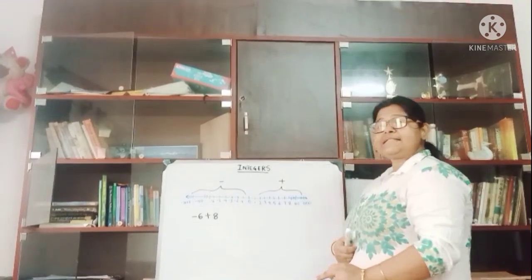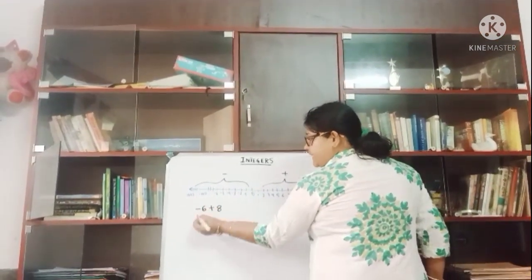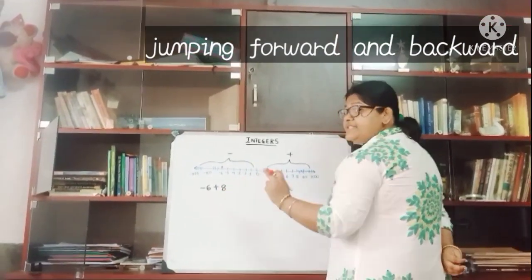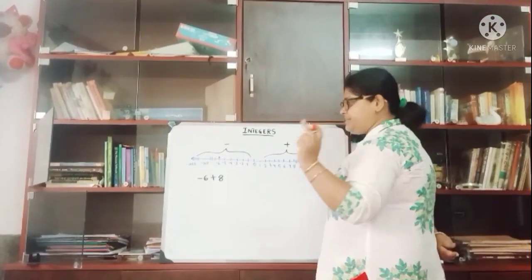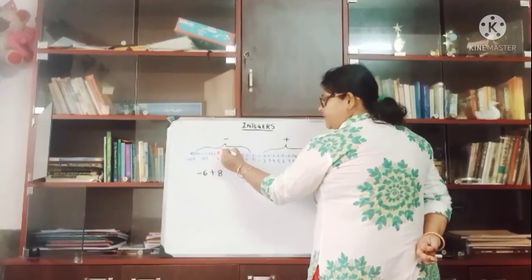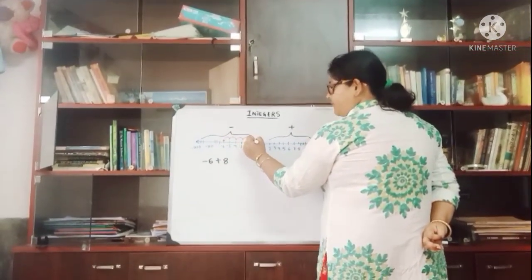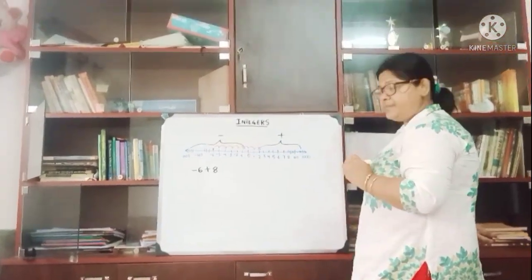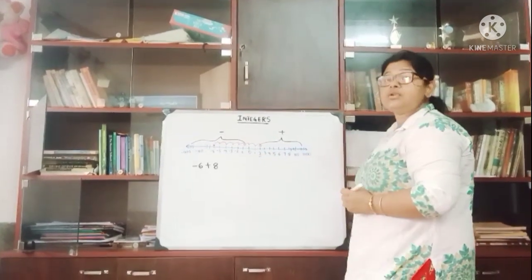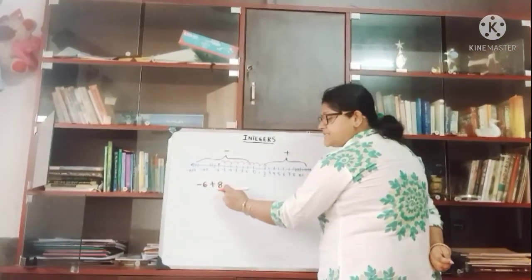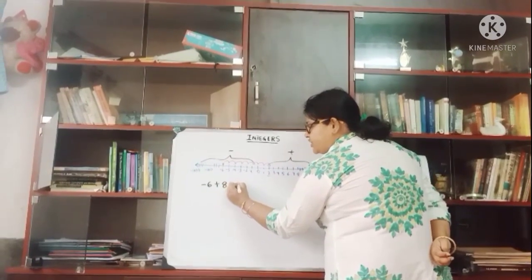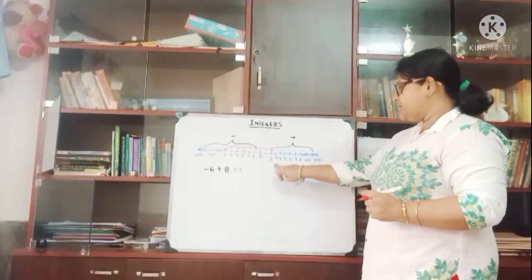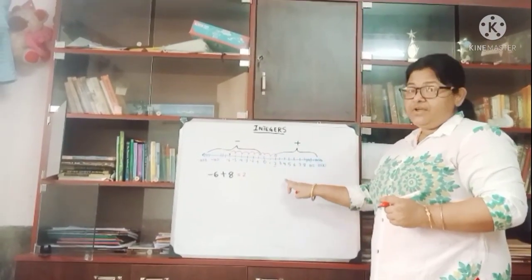This is called skipping. Minus 6 means this is the position of minus 6, and plus 8 means I have to jump 8 times. 1, 2, 3, 4, 5, 6, 7, 8. What is the position where it has stopped? It has stopped at the position of 2. That means minus 6 plus 8 is equal to 2. Plus 2, because it falls under positive integers.